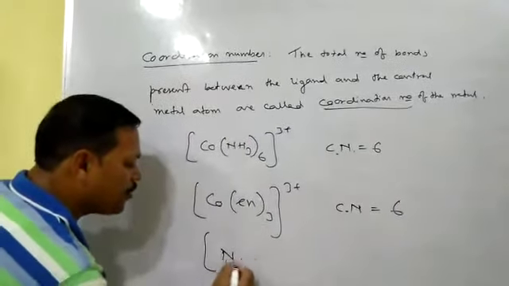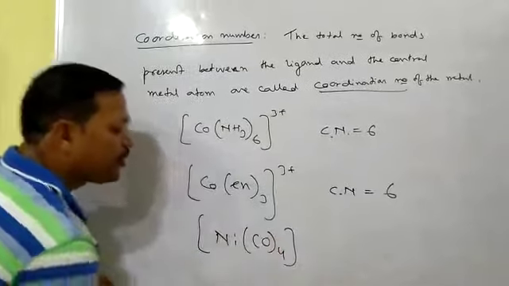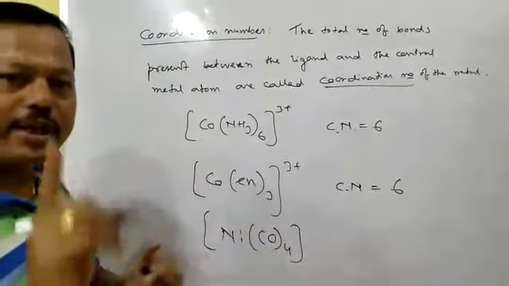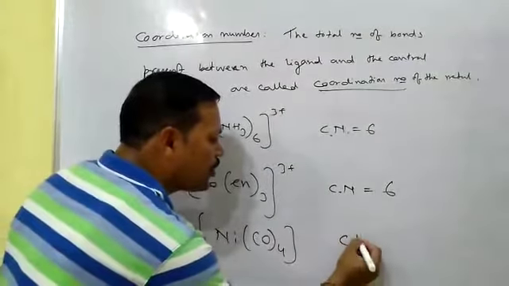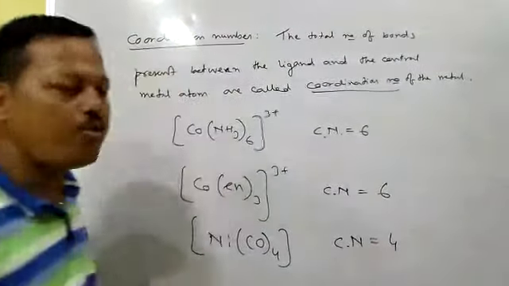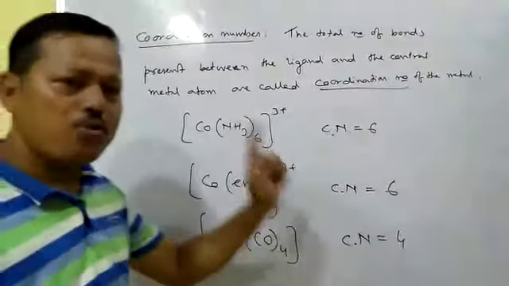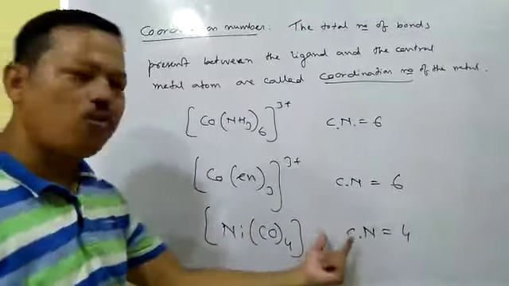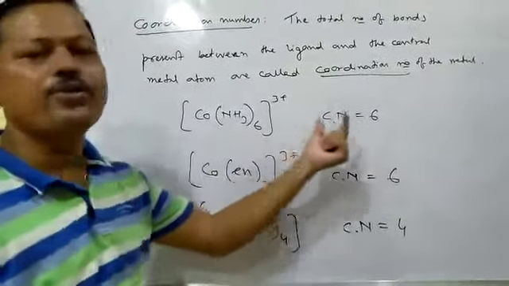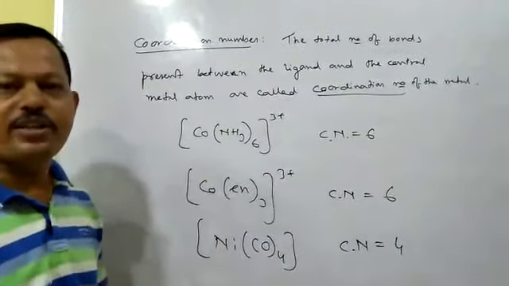This is one of the complexes, Ni(CO)4. CO means carbon monoxide. So here 1 carbon monoxide donates 1 pair, 4 carbon monoxide donate 4 pairs. So the total number of bonds you will get is 4. That's why the coordination number is 4. And normally in coordination compounds you will get a coordination number of either 6 or 4. Some metals show coordination number 4 and some metals show coordination number 6. Like this way you can find out the coordination number. Thank you.